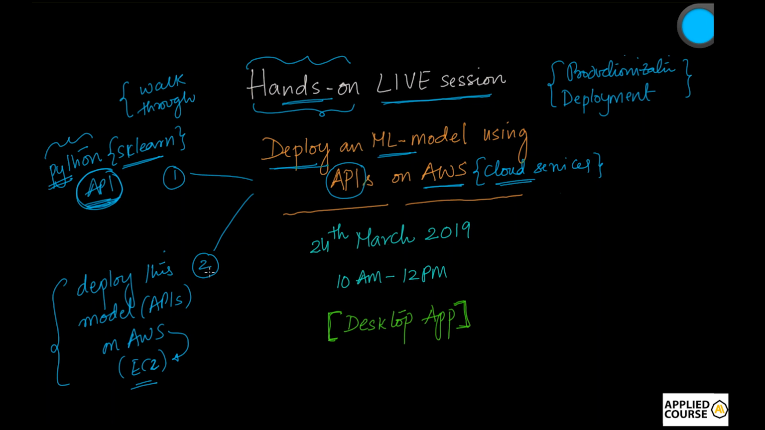So there are two parts to it. The first part is how to build an API around a Python machine learning model. The second part is how to deploy this API-based model on AWS using EC2. And we'll try to do as much hands-on as possible.